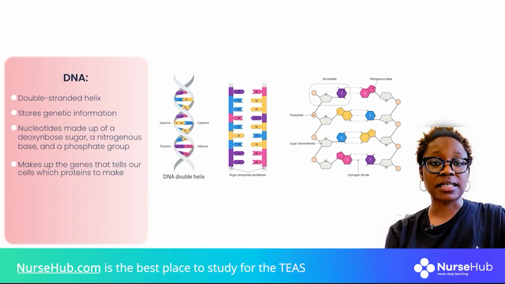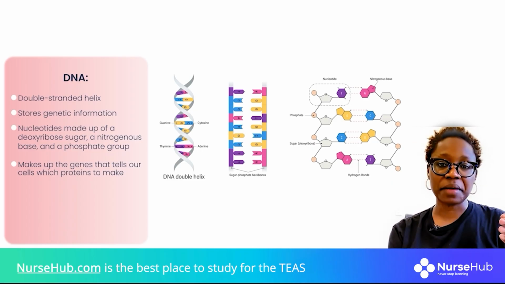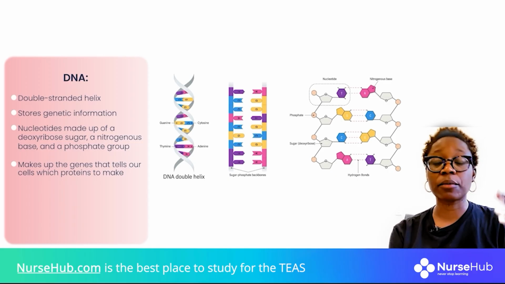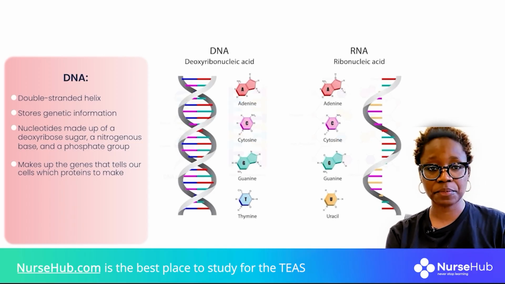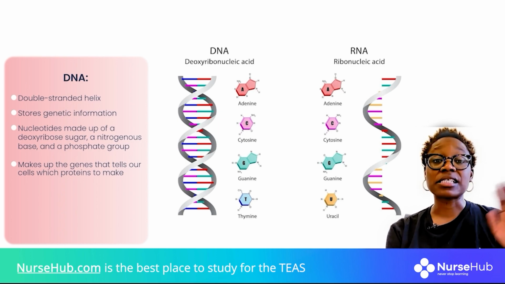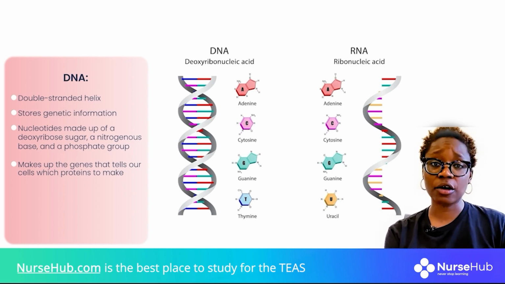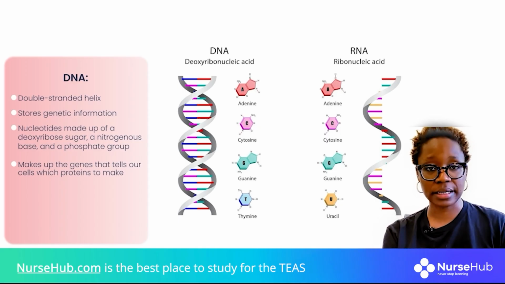DNA is a double-stranded helix, again, this should sound familiar, that stores genetic information and carries the instructions for building and maintaining an organism. RNA is involved in protein synthesis. The sequence of the nucleotides in DNA and RNA determine the genetic code and the traits of a particular organism.